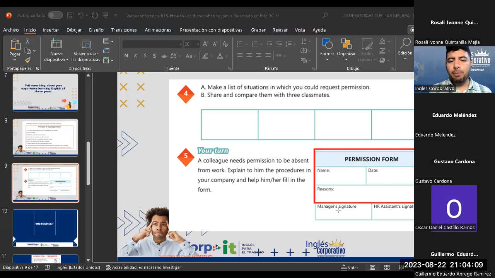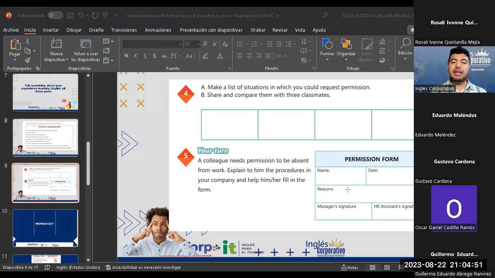But what is important is the name, the date, let's invent. And the reason, aquí lo que va a ir acá es lo importante. ¿Qué razón considera? What reason do you consider is important for you to ask to be absent or for permission? O sea que como vamos a hacer algo inventado, but you tell me the reason. When you finish, please send this picture to the chat in Zoom. Envíenlo al chat de Zoom y ahí lo vamos a estar leyendo todos.